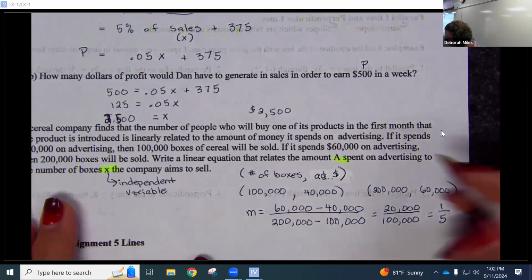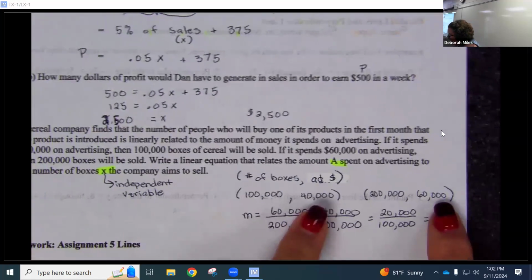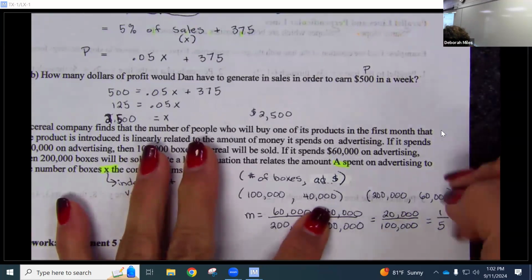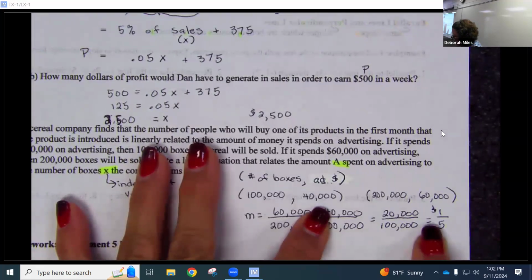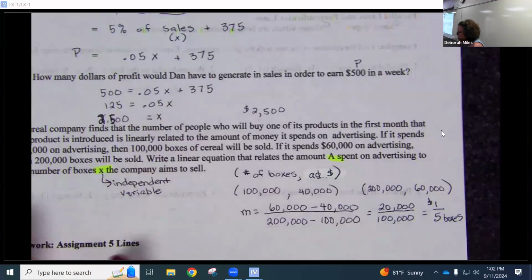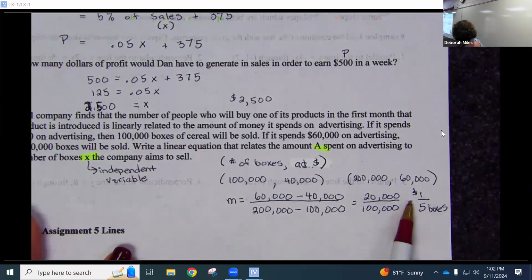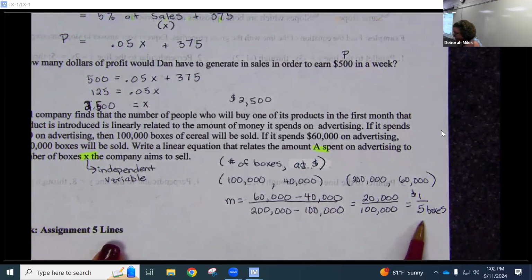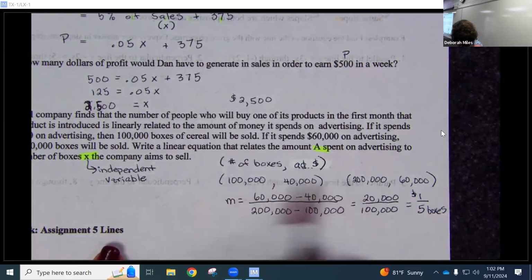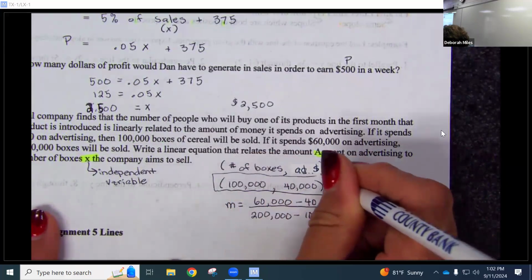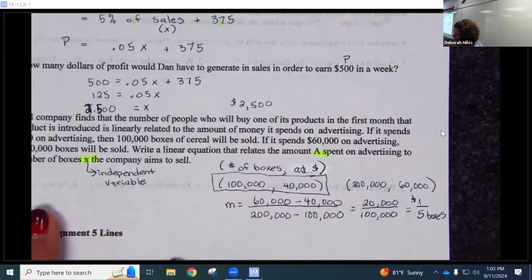Slope being 1/5. The units, that numerator is your dollars. So that's $1 in the numerator for 5 boxes in the denominator. For each additional dollar they spend on advertising, they're going to sell 5 boxes. Now that I have the slope and any, eeny, meeny, miny, mo, either one of these 2 points, I can plug that information into point slope form.